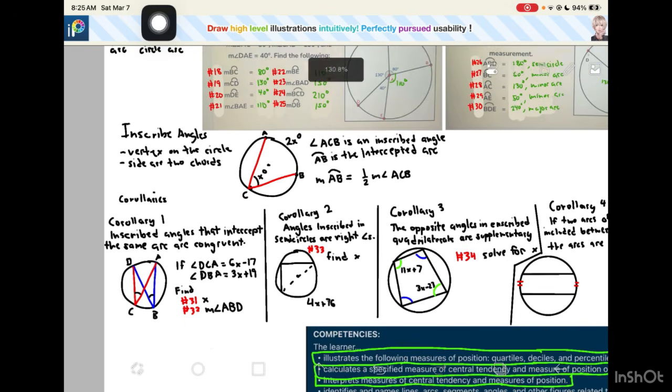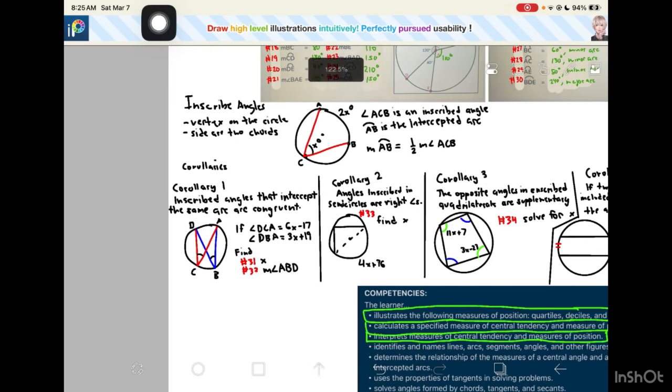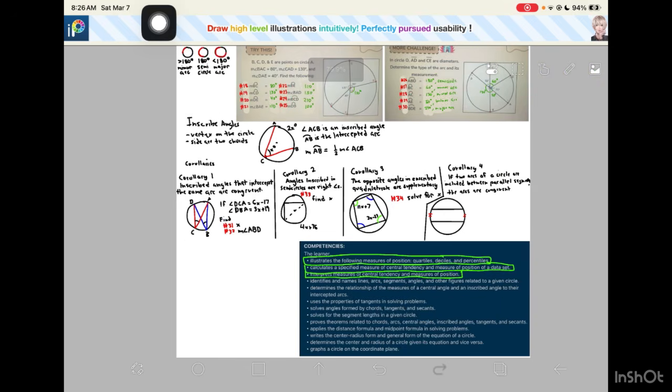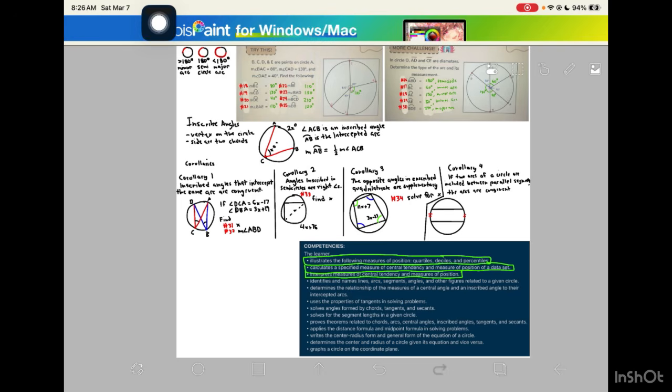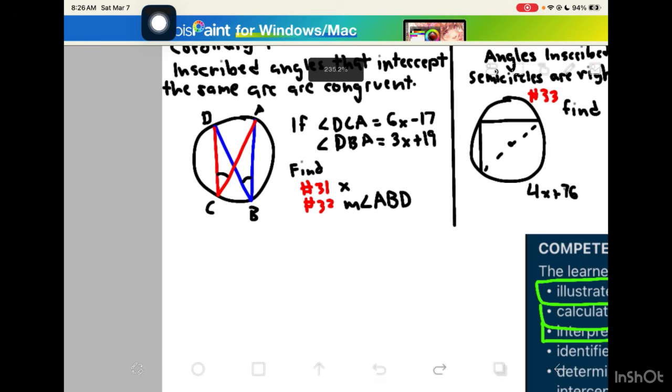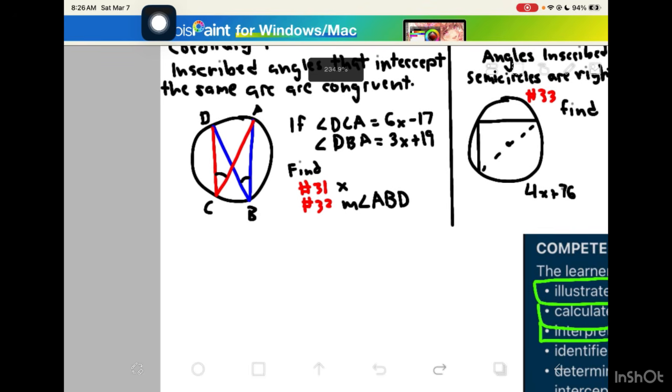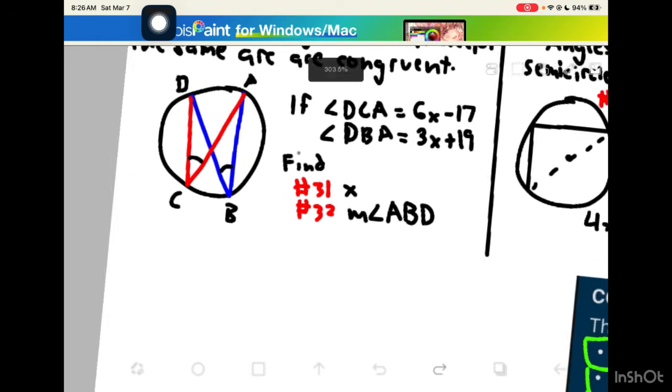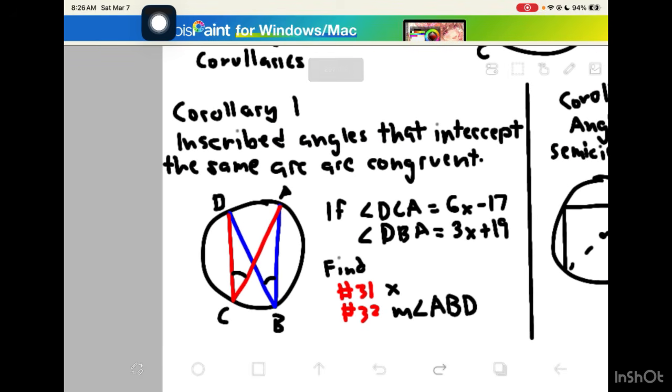Now there are a few corollaries that we can use later to solve, or you'll encounter these in proving or in problem solving. There are 4 of them, but only 3 of them involve problem solving. So let's go to that. We need to find corollary 1 first. Corollary 1 states that inscribed angles that intercept the same arc are congruent.